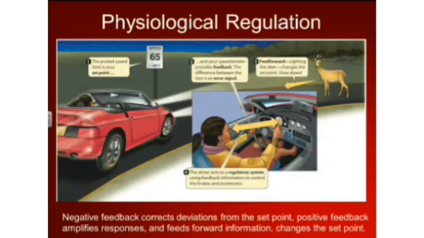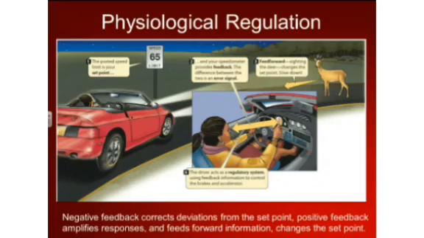Alright, so physiological reaction. Negative feedback corrects deviations from the set point. Then you have positive feedback that amplifies responses or creates responses, and then feeds forward information and changes that set point. Looking at this picture, number 1, the posted speed limit is your set point, so it's 65 miles per hour. Your speedometer provides your feedback, how fast you're going. The difference between the two is an error signal.